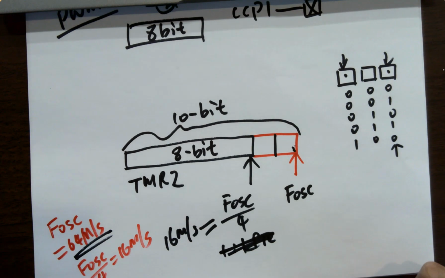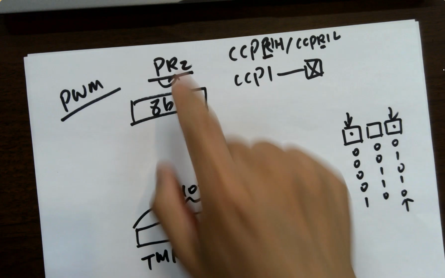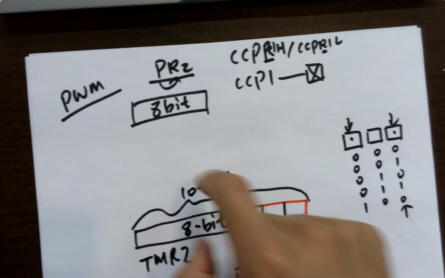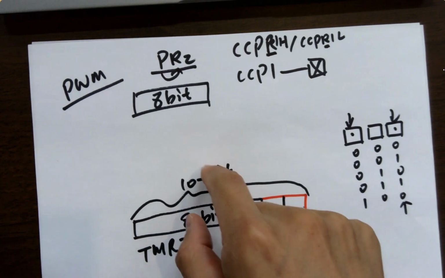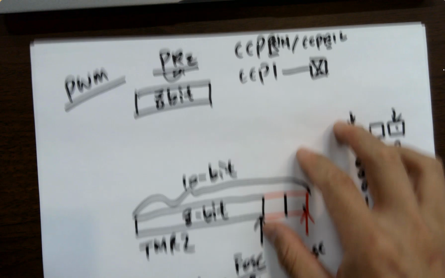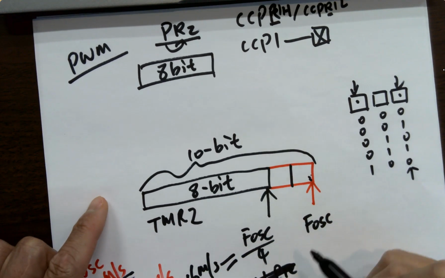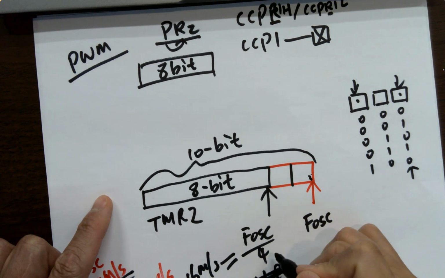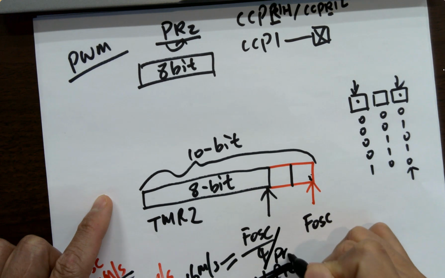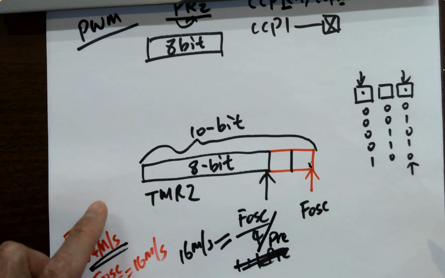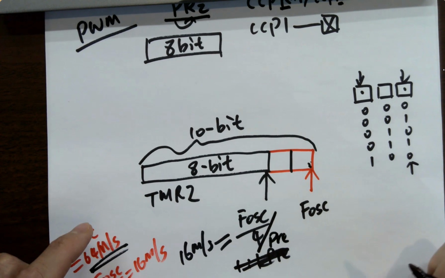What is the PR2 register for? That's a period register. I'm going to go through that now. Okay, don't worry about that. So, if we include a prescaler in here, can we just write this? Pre is prescaler.